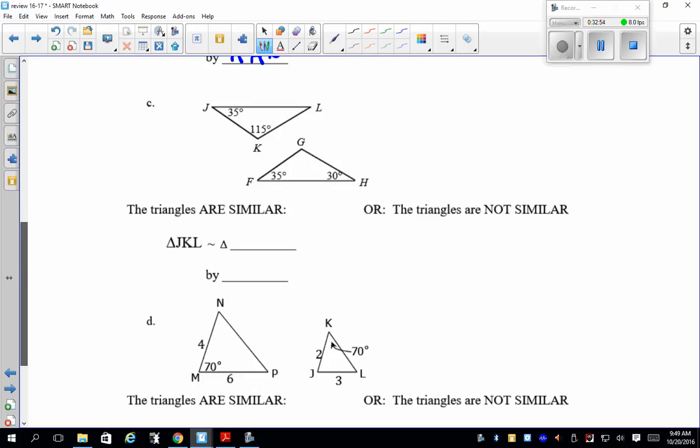Part C, I have two angles in each triangle. They're not equal right at first, but I want to find the third angle because the third angles might match up. So when I do 180 minus 115 minus 35, I actually do get 30. And when I find G at the top of the other triangle, 180 minus 35 minus 30, I get 115. So these are similar by angle, angle. Okay, JKL is similar to FGH.